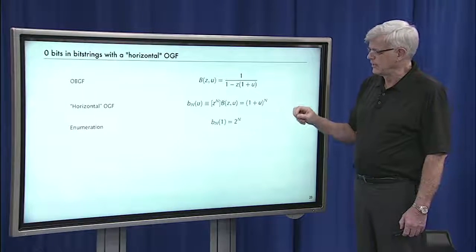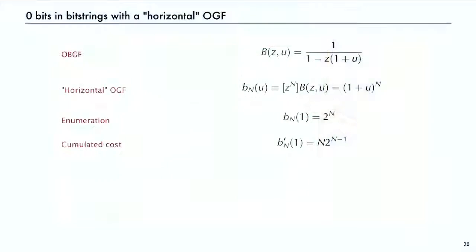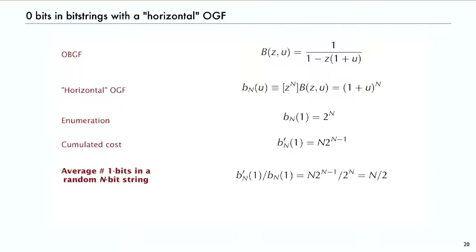To get the accumulated cost, we differentiate with respect to u and then evaluate at 1. Differentiating with respect to u brings down an n, and then evaluating at 1 gives n times 2 to the n minus 1, immediate. And so the average is the ratio of those two, which is n over 2, as we expect. And then taking the second derivative, adding the mean and subtracting the mean squared, we immediately get n over 4.